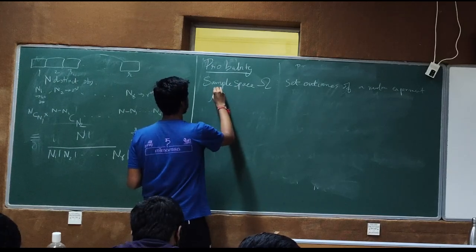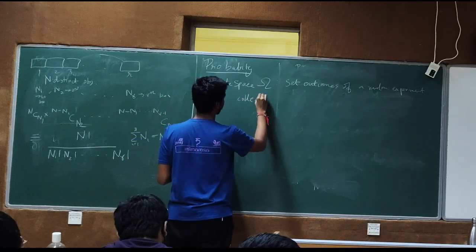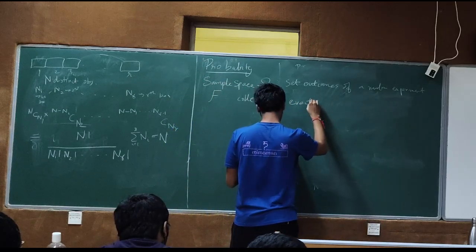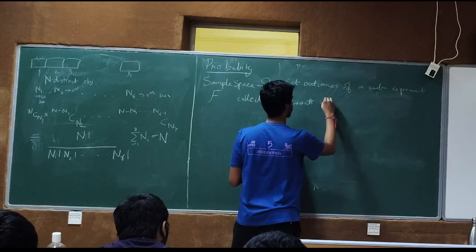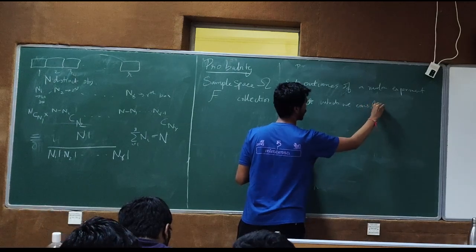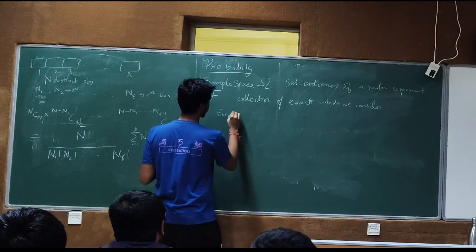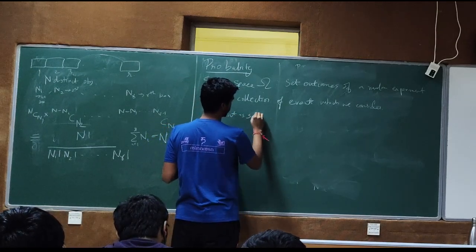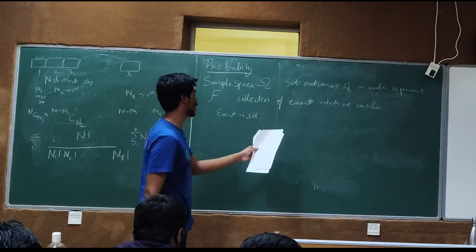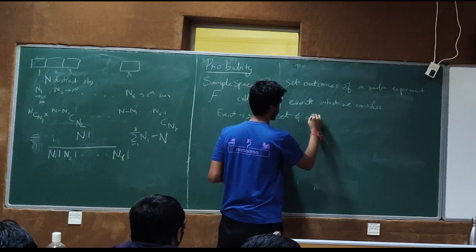Then you have the set of events. This is a collection of events which we want to compute. So what is an event? An event is a set consisting of a certain number of outcomes of the experiment.